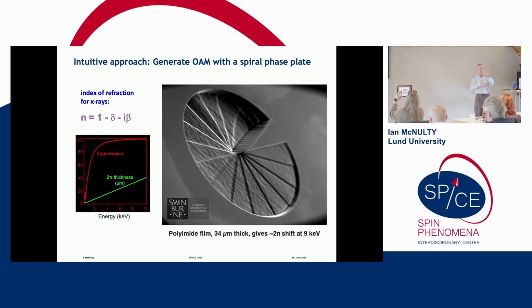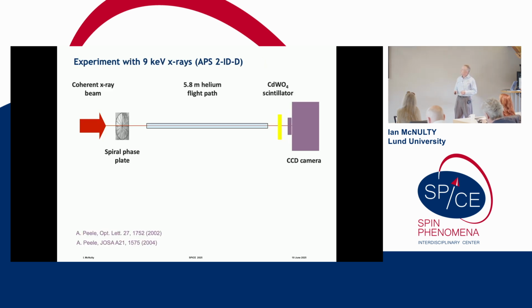You might ask, how could you generate these spiral or helical waves? A very intuitive approach is to make a helical phase plate, a helical staircase. We did so back in 2002. It consists of a 150 or so micron diameter, 34 micron thick helical staircase ablated in polyimide, that's Kapton plastic film, designed to give a 2 pi phase shift across this jump at 9 kilovolts. You can calculate what that would be and make it to order, so that was an easy thing to fabricate.